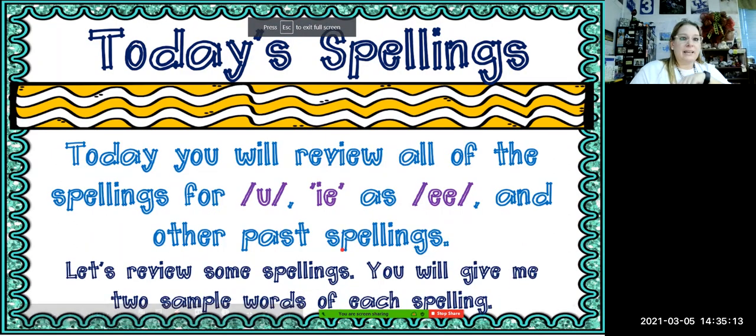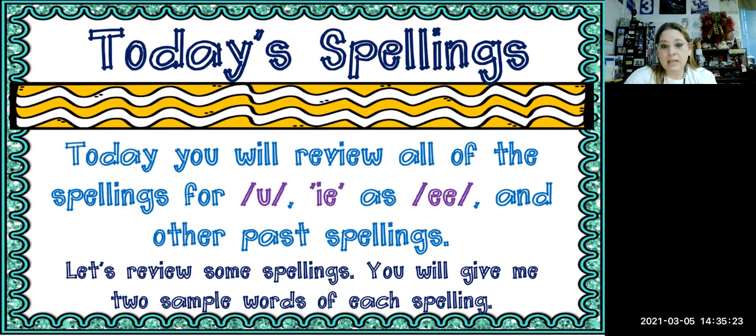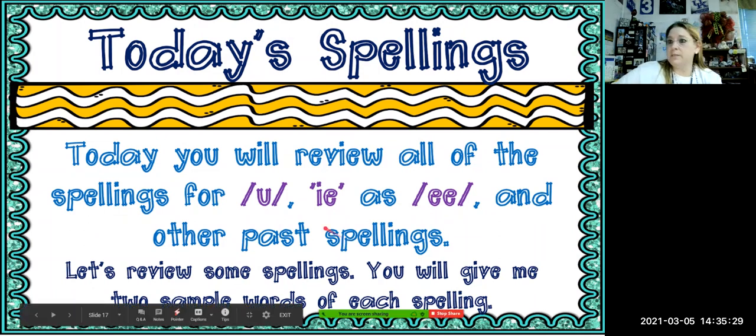All right, so today's spelling activities, we're going to review first about the sound, the I that's spelled with 2 E's, and some other past spellings, okay? So I'm going to give you some sample words of each.